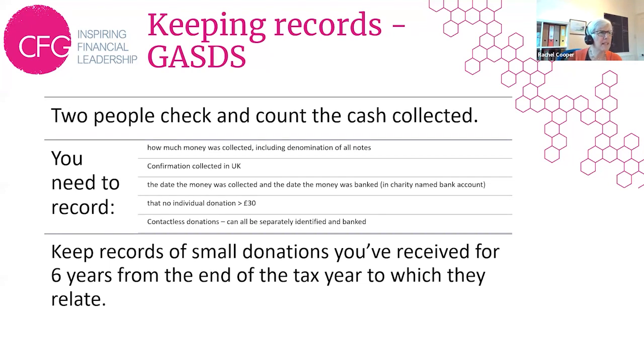Some other bits and pieces of the Gift Aid small donation scheme. There are some funny bits in here, because there are requirements about it just being cash, and some stuff about people counting the cash. With the Gift Aid small donation scheme, it has to be cash or contactless, banked in the UK, and the donations have to be less than £30. So you have to be able to have records that can demonstrate that.